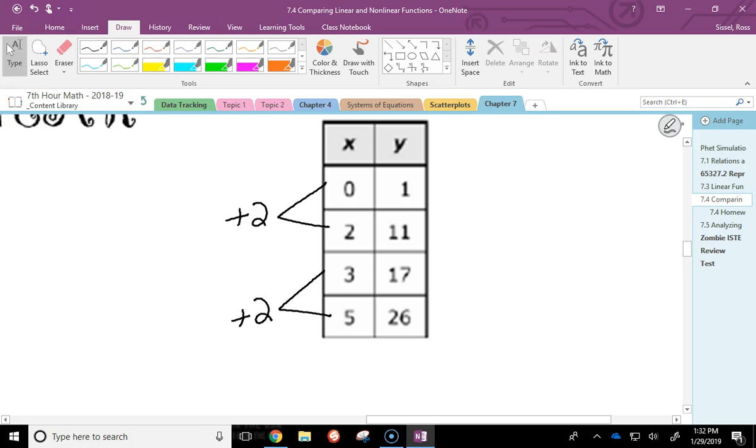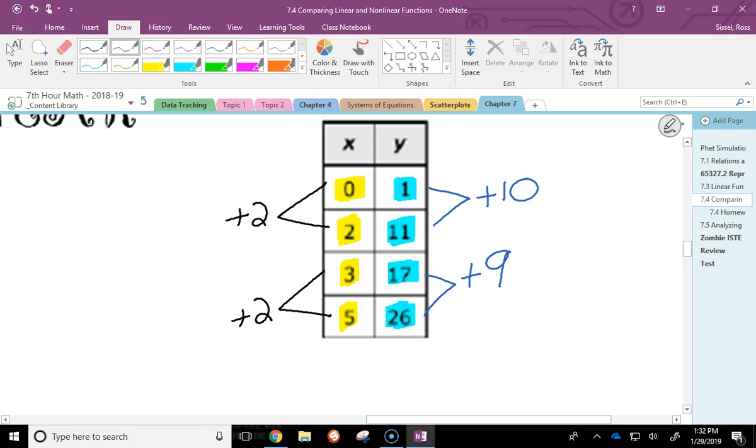I go to the y then. Because I used this point and this one, I will then look at these two. So from 1 to 11, that rate increases 10. Once again, on the x, since I used 3 to 5, I will look at the 17 to 26. That increase is 9. Because the increase is not constant and the same, we know it's not a linear line.